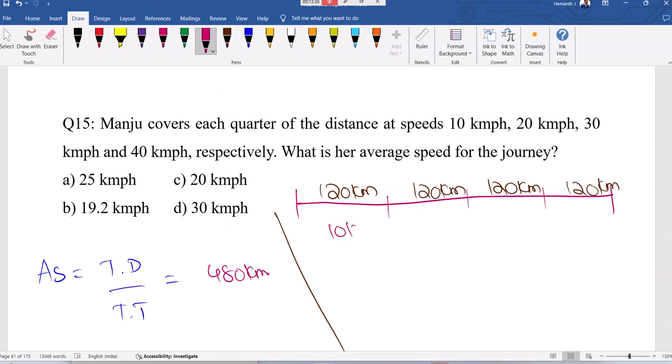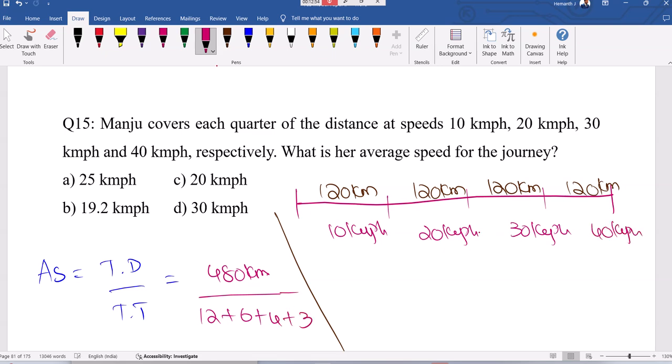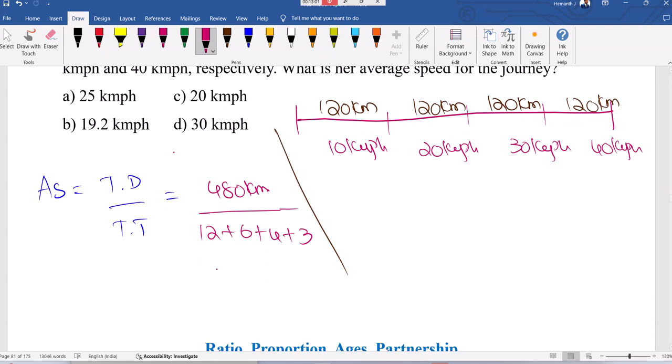First one with 10 kilometer per hour will take 12 hours. Second one with 20 kilometer per hour will take 6 hours. Third one with 30 kilometer per hour will take 4 hours. Fourth one with 40 kilometer per hour will take 3 hours. So 480 divided by 12 plus 6 plus 4 plus 3, which is 25. 480 divided by 25.